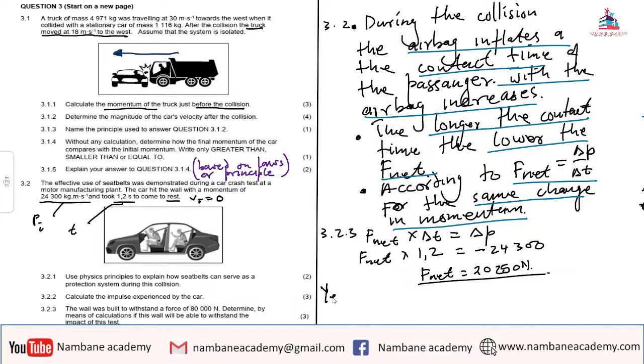So yes, the wall will withstand the impact. And yes, ladies and gentlemen, that is how you now best approach momentum and impulse. And I just hope we tried to explain all the critical issues related to this topic, because, ladies and gentlemen, this is a nice, somehow complex and easy topic at the same time.